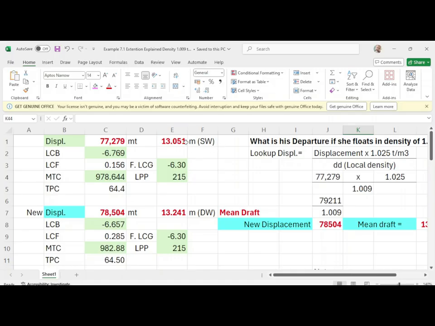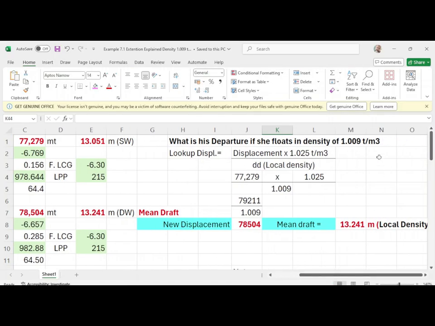in departure draft? There's a change of density, and the density would be 1.009 tons per cubic meter. So what is his departure draft if he floats in a density of 1.009? From salt water, he will float in dock water density 1.009.